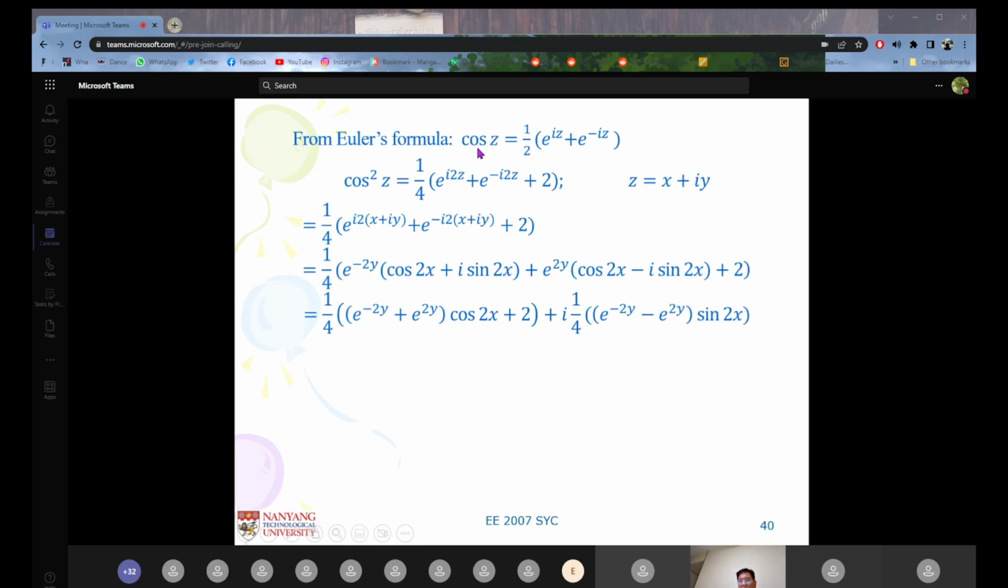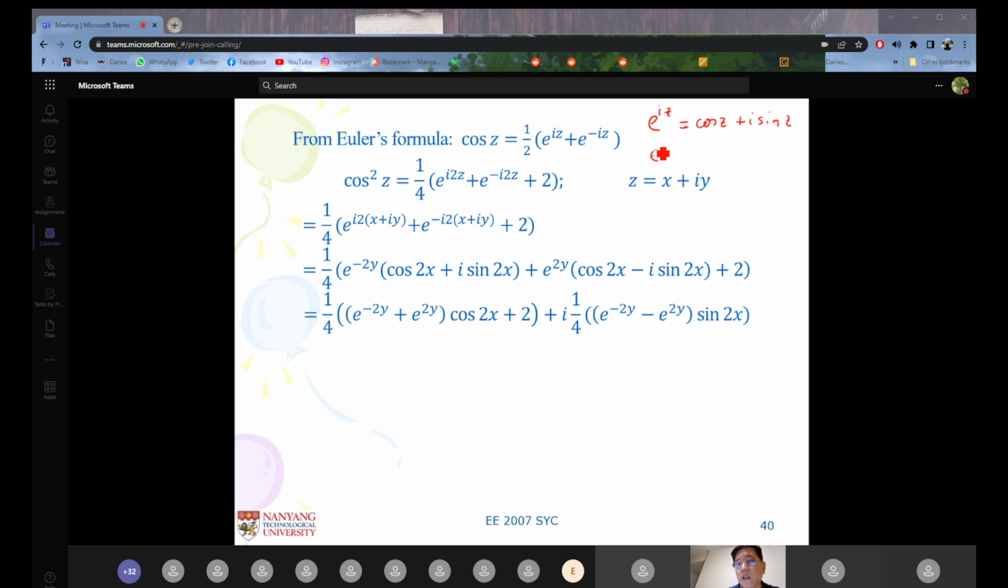So first of all, I know cosine is represented by this, right? According to Euler's formula. How do I get this? I've explained that earlier on, right? e^(iz) is equal to cosine z plus i sine z, right?